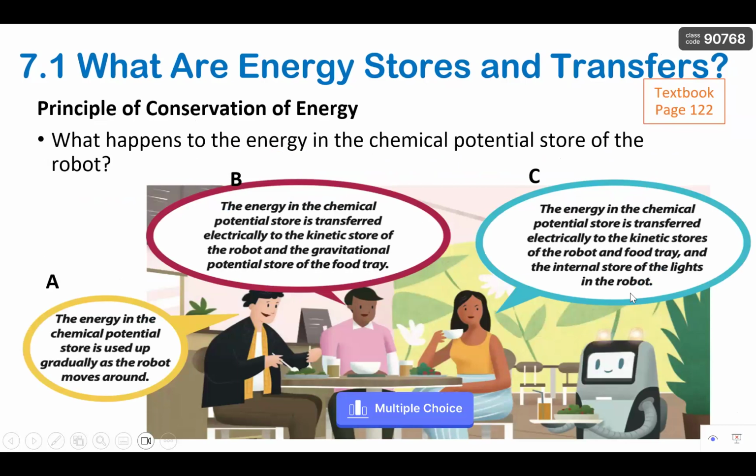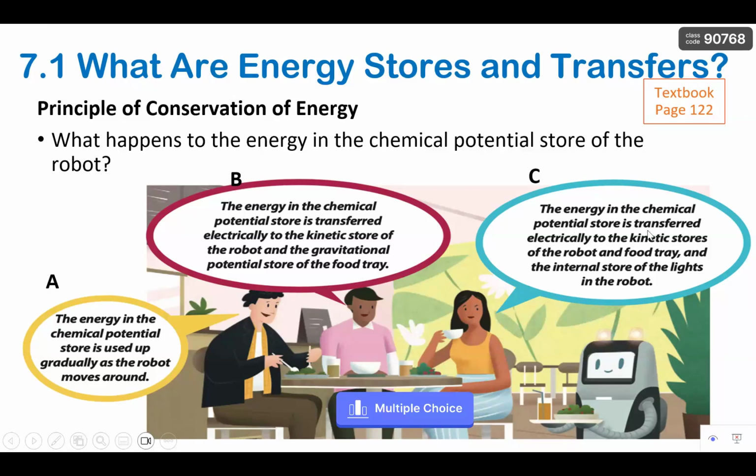Okay, so let's take a look at this concept cartoon. Okay, there is a robot over here. You may pause the video to think about who is correct, whether A, B, or C is correct. Okay, I'm going to go through now. The correct answer is actually the lady over here, C.